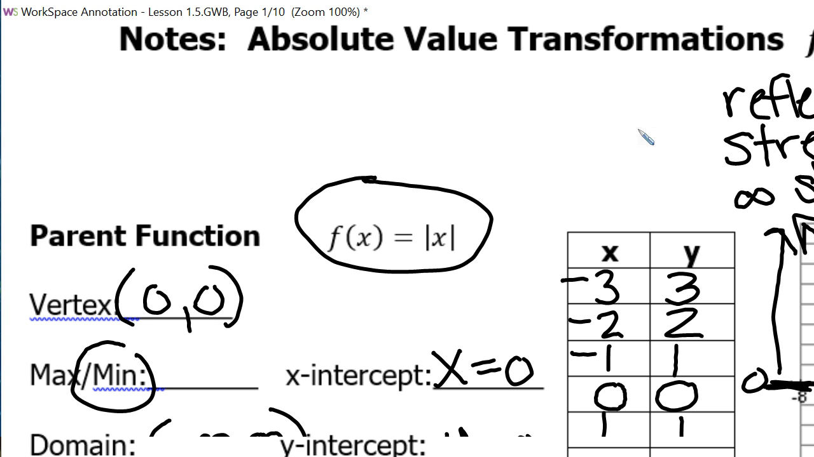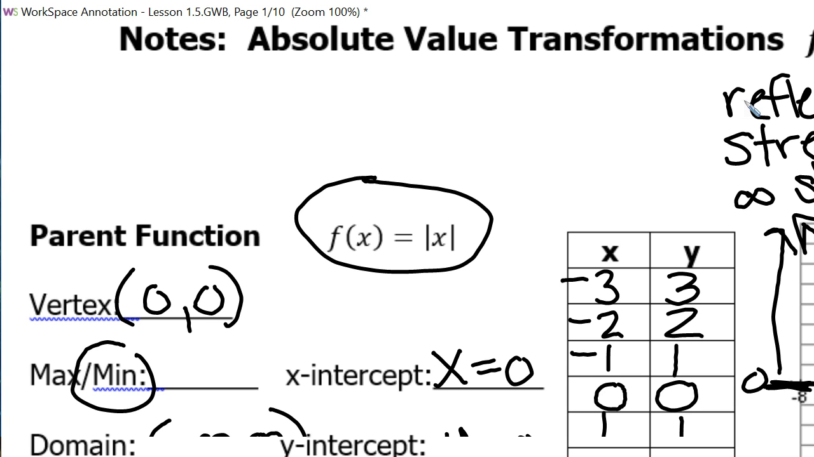Now inside the absolute value we have h. H stands for horizontal. So the h value will make our parent function move either to the left or to the right. To the left or to the right. And it's the opposite of what you would think. If it's a negative, which way would you think, left or right?